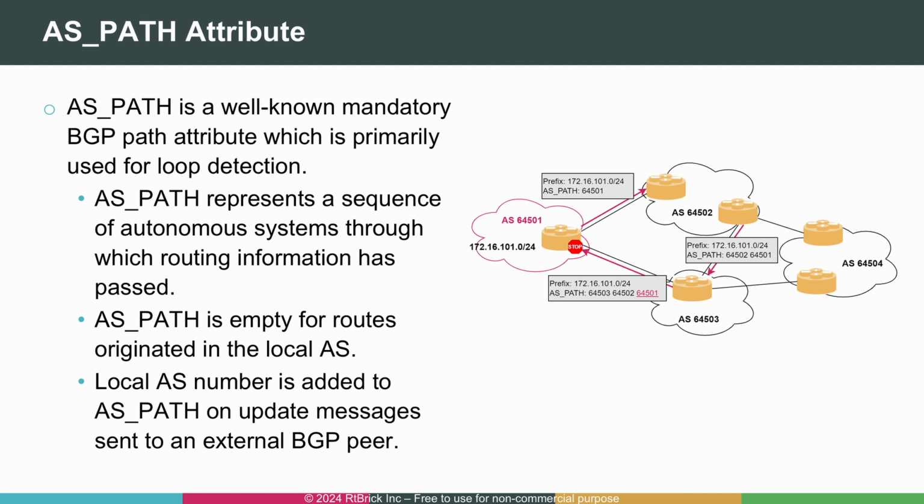Thus, the AS path attribute is empty when a local route is inserted into the BGP table. The AS path attribute is very important because it is the primary attribute used to avoid routing loops in BGP. When a BGP speaker receives an update message, it examines the AS path attribute and checks that its own AS number does not appear in it. If the AS number does appear, the route is discarded to prevent a loop.